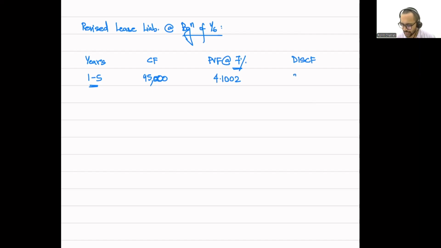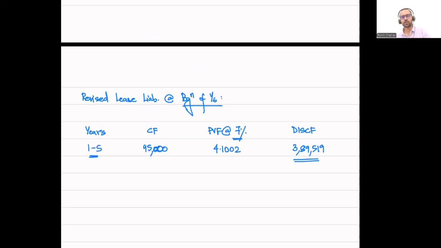to 3,89,519. So the discounted cash flow is 3,89,519, and this is the amount of revised lease liability. After the change in consideration, the lease liability that should exist in your books is 3,89,519.